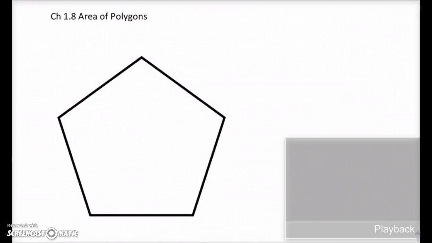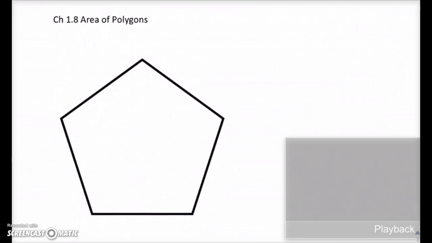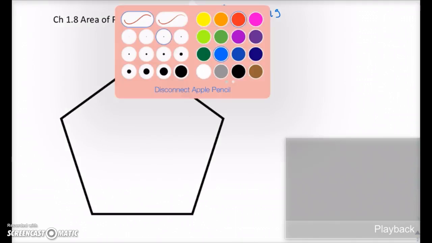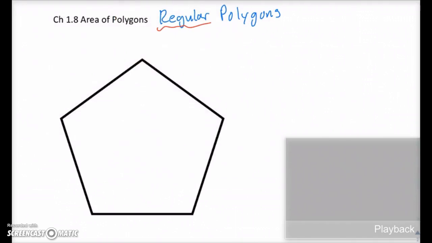Okay, so chapter 1.8, areas of polygons. Specifically, we're going to be talking about regular polygons. This might be review for most of you guys. This was taught in geometry. In terms of regular polygons, the word regular indicates that the polygon has all sides congruent and all angles congruent.